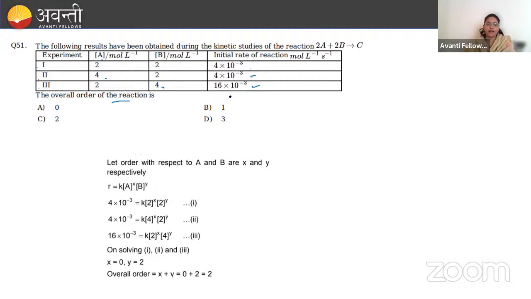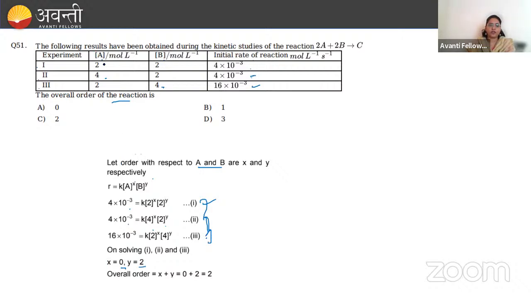Here I have written it in terms of equations. Let the orders with respect to A and B be X and Y. I have written X and Y into the ratio of A and B concentration terms. From the first experiment, 2 raised to X, 2 raised to Y gives this much initial rate. When 4 raised to X, 2 raised to Y, this much. And the third is this much. On solving all these 3 equations, you can calculate that X is equal to 0 and Y is equal to 2.